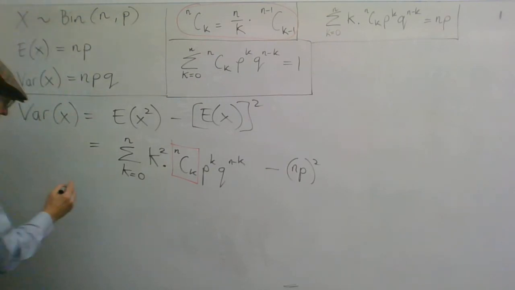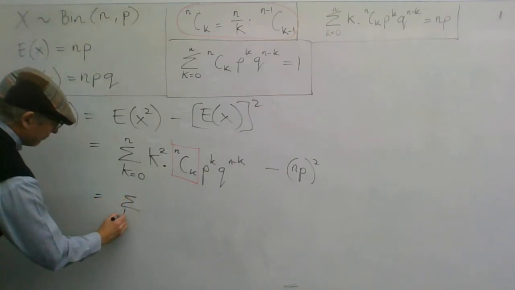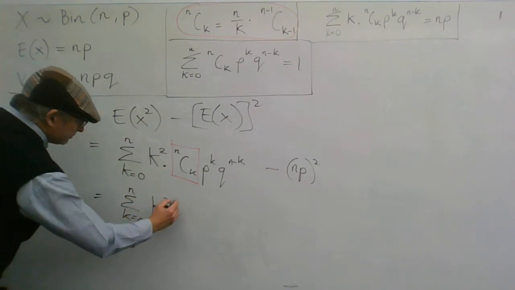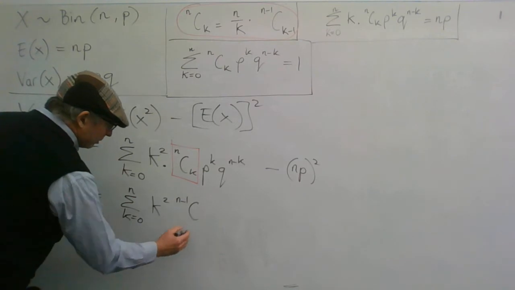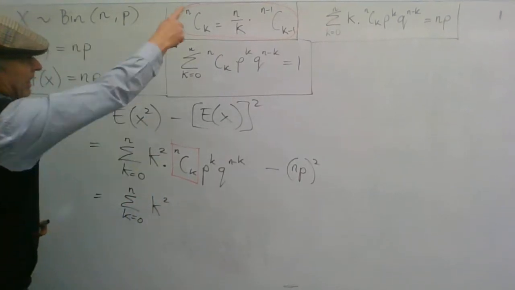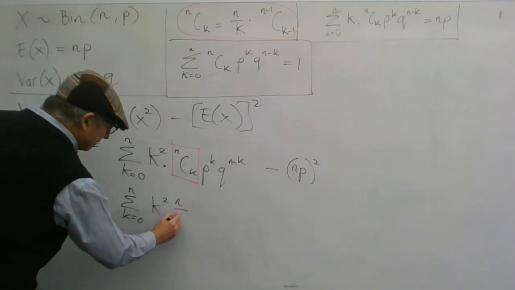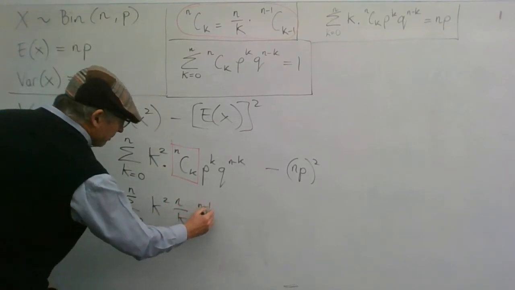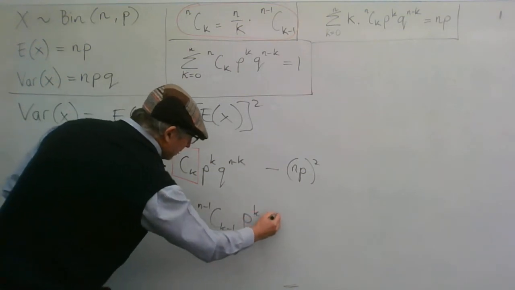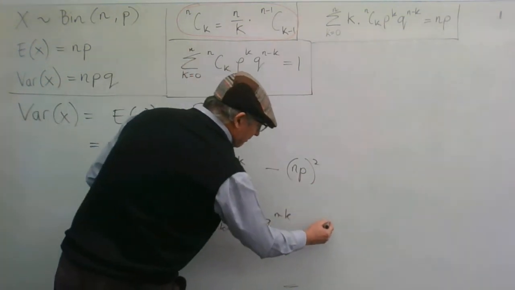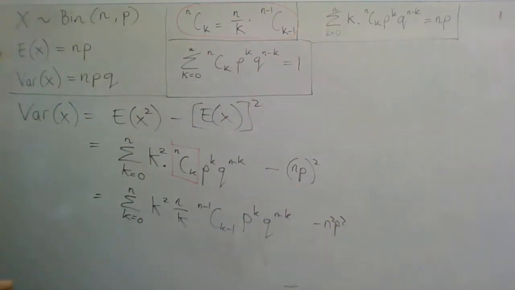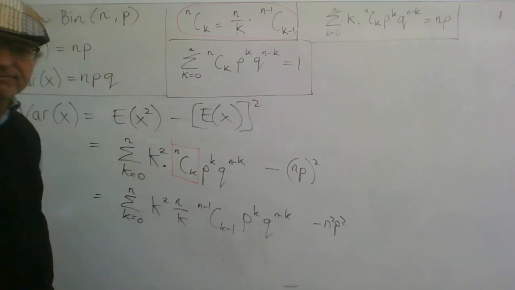So I'll write that down now. We've got the sum from k equals 0 to n of k squared times n minus 1 choose... whoops, let me replace it properly. It's n choose k, n minus 1 choose k minus 1, p to the k, q to the n minus k. And of course, we've got our minus n squared p squared sitting out the end there. It'll just carry through for the whole of this.